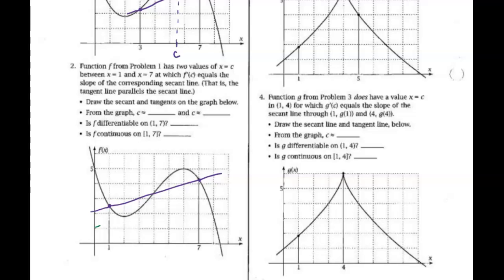So we can draw this one down here, and we can draw this one up here. Again, please give me grace as far as my line drawing skills go. So we have a C down here. We have a C over here.